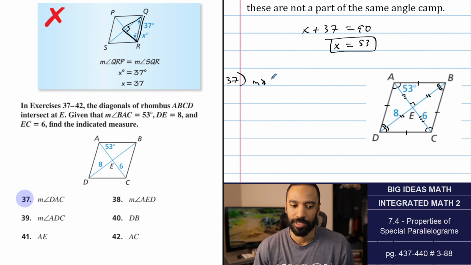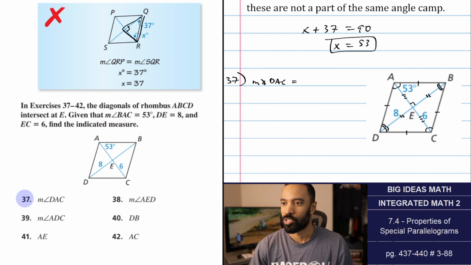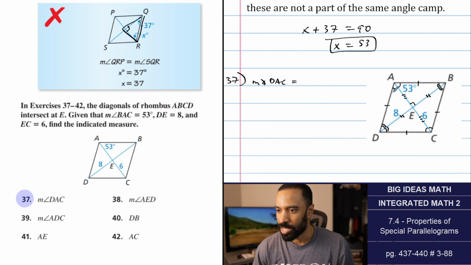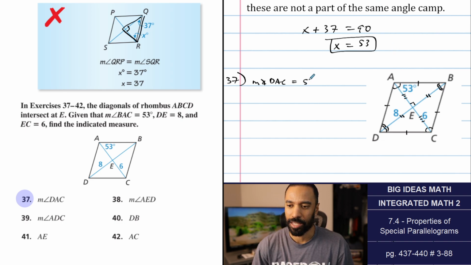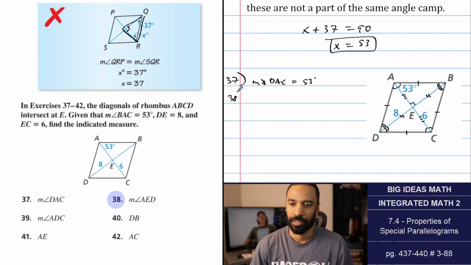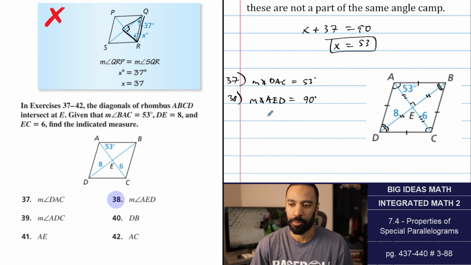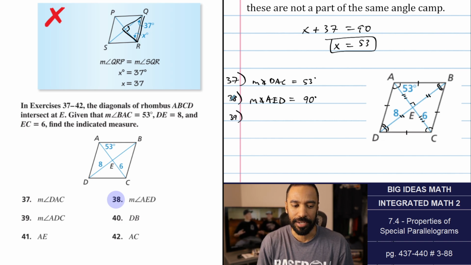All right. Measure of angle DAC. Number 37. Where's DAC? DAC is this guy right here. Congruent with the 53. It's 53. Number 38. Measure of angle AED. AED is this guy right here, 90. If that's 90, so are all the others. I only want one perpendicular sign there. Number 39. Measure of angle ADC.